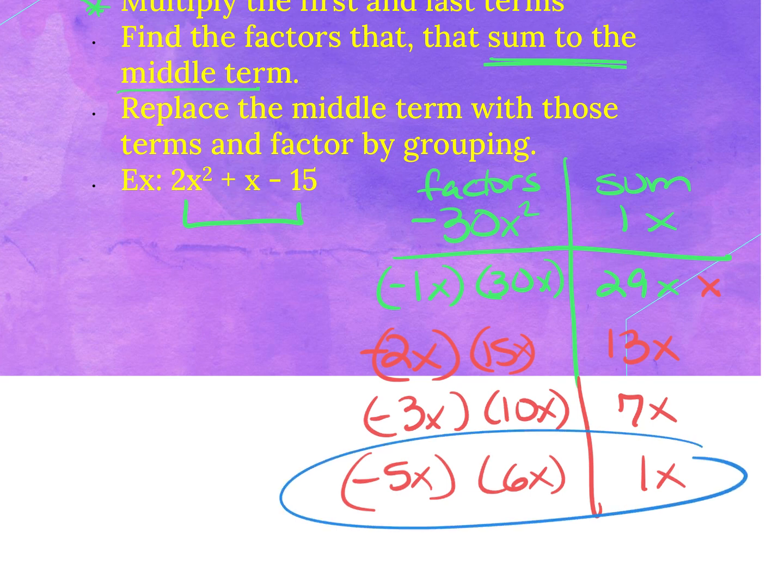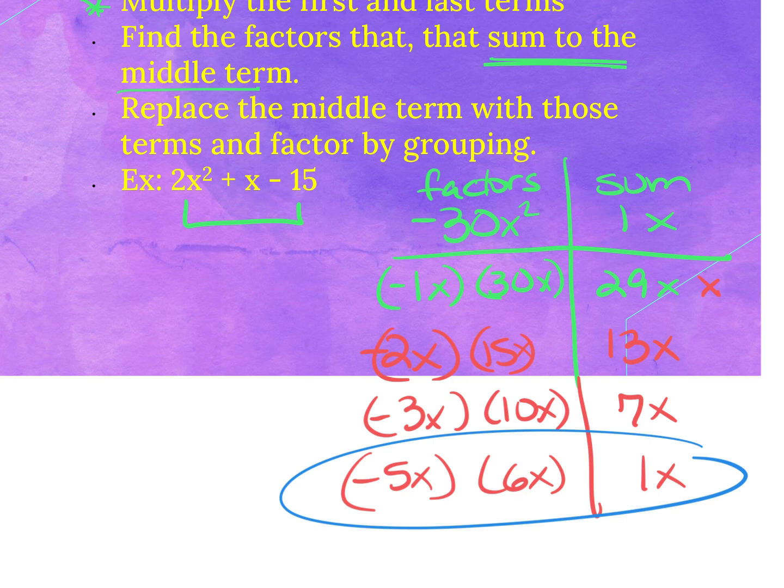Now, a little hint here. Whenever the sum you're looking for, that middle term, is a 1, that should be a clue that the factors you are looking for are going to be side by side. They're going to be next to each other. So notice 5 and 6 were next to each other, but one had to be negative.